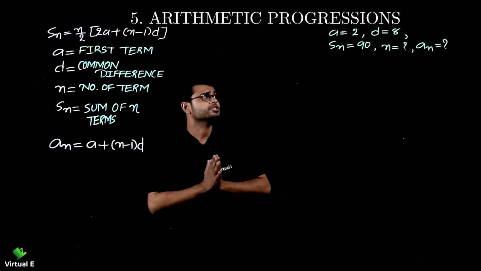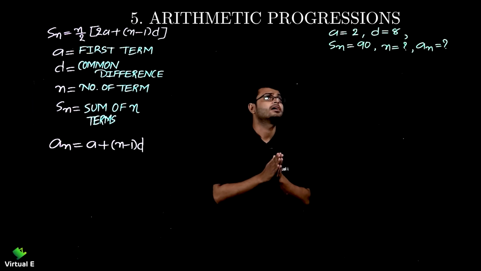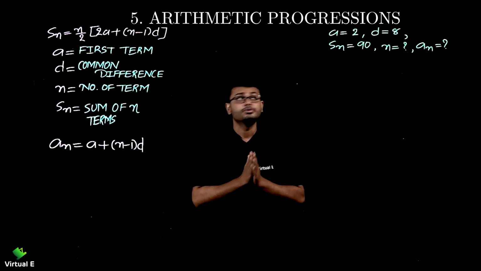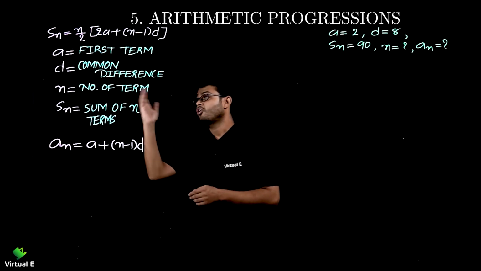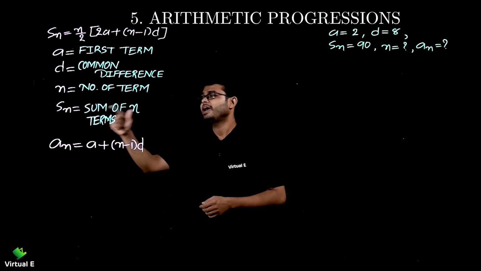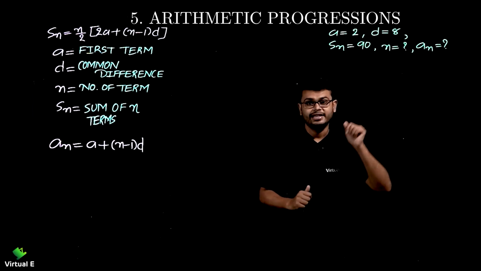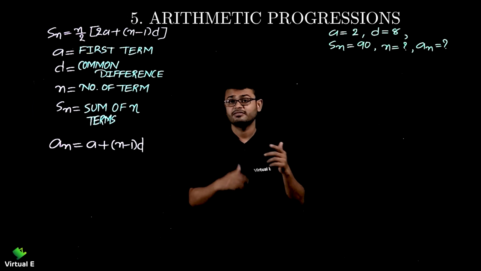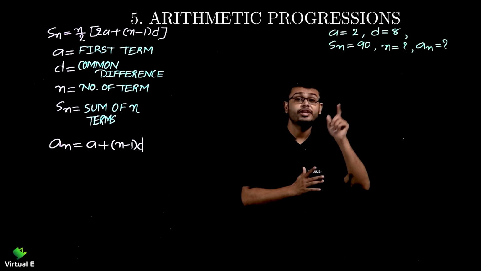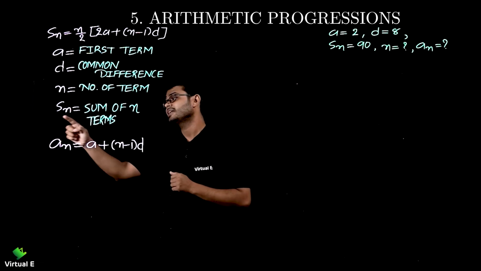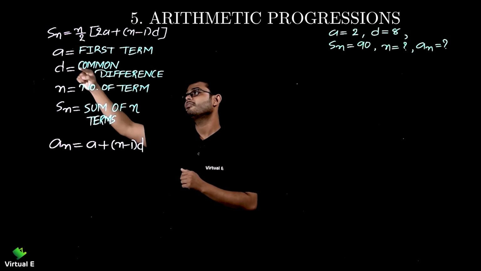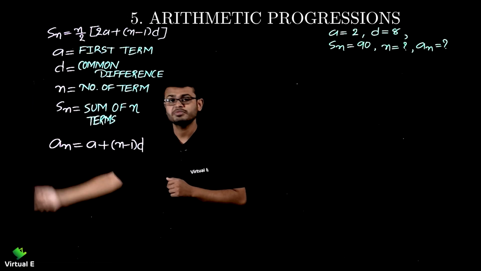Let's discuss one more sum. Here a is equal to 2. The first term is given. d is equal to 8. The common difference is given. What about n? We need to find n. An we don't know. Sn we know, 90. So Sn we have, d we have, a we have, but n is missing.